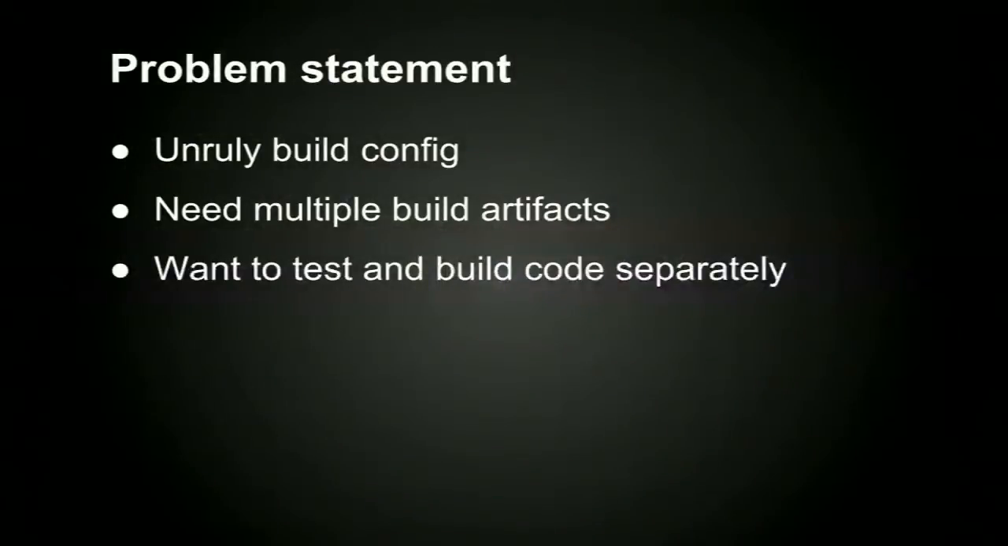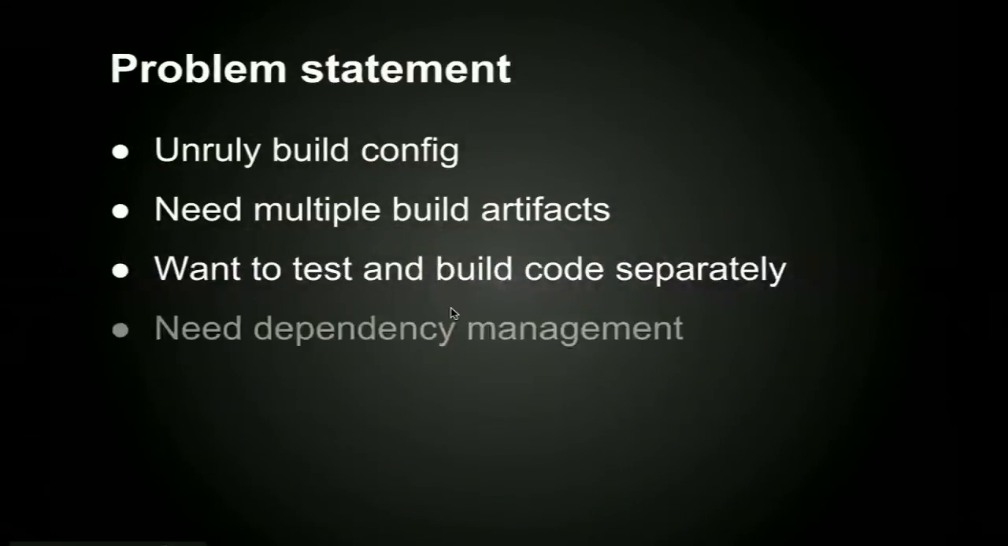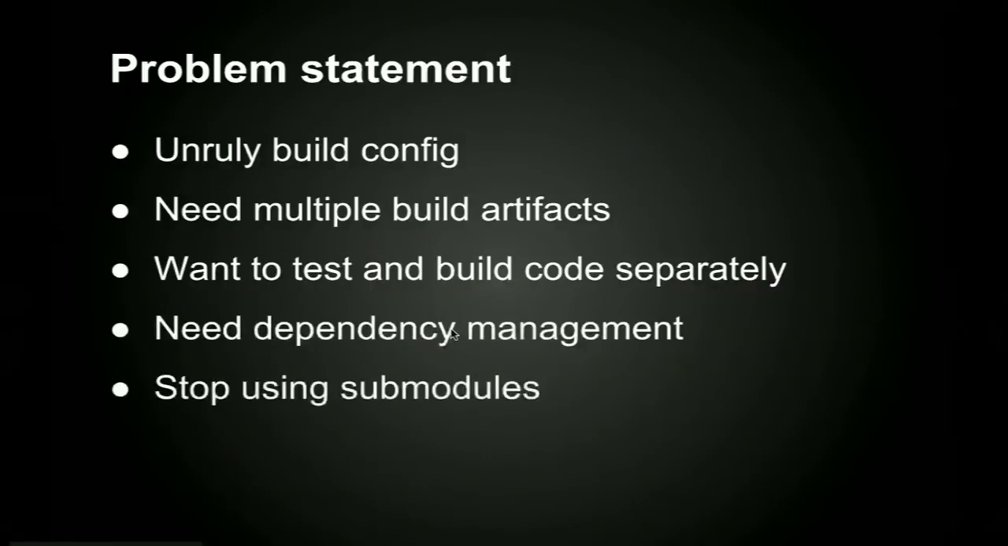We also needed multiple build artifacts, like building Amazon builds, which are great, and different features on and off, different purposes. We need that. More importantly, we want to reduce our build time. To do that, we wanted to test and build code separately, meaning we want to componentize our code into smaller chunks that are interdependent but loosely coupled. So we really wanted to do that. To do that, though, we needed dependency management, which is very easy with Gradle. And we wanted to stop using submodules. Nobody should use submodules, ever.